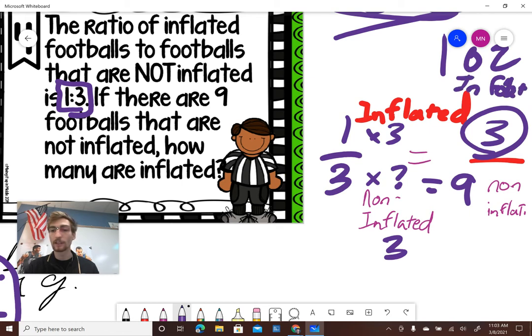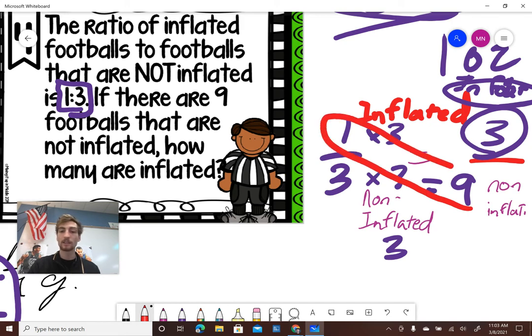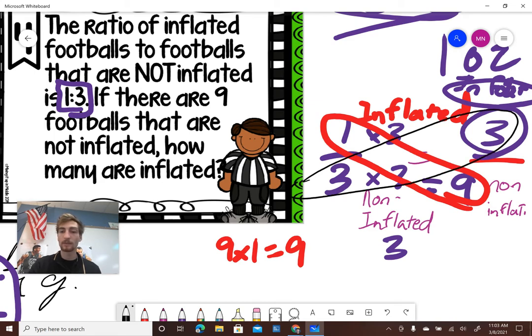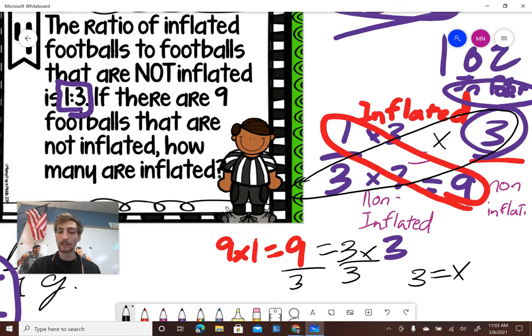Inflated. Oh, that's kind of hard to write, but you get the idea. 3 footballs. All right. And if you wanted to go and do this a different way, you could do 9 times 1 to get 9. And then you could also do 3 times, if we didn't know the number of footballs, we could put x in there, which would give us 3x. And so if you want to solve this algebraically, you could do 9 divided by 3 and 3x divided by 3 to get 3 equals x. All right, and we'll talk a little bit more about that.